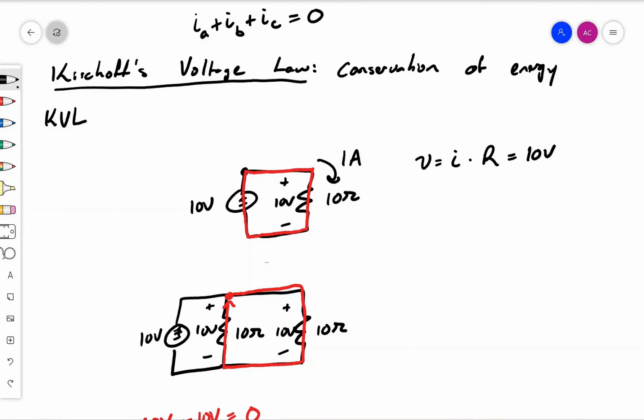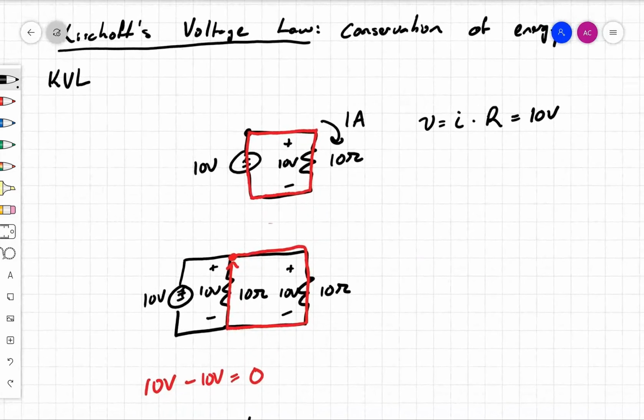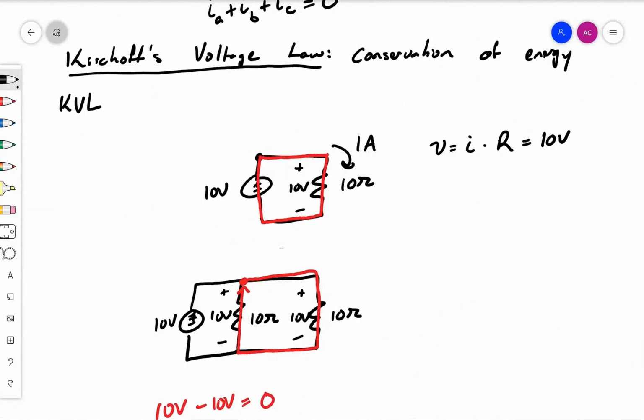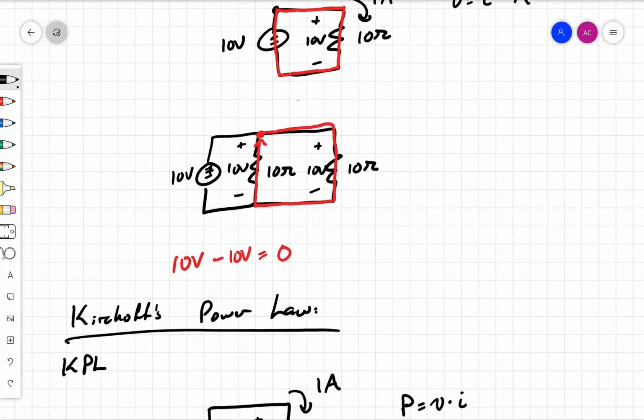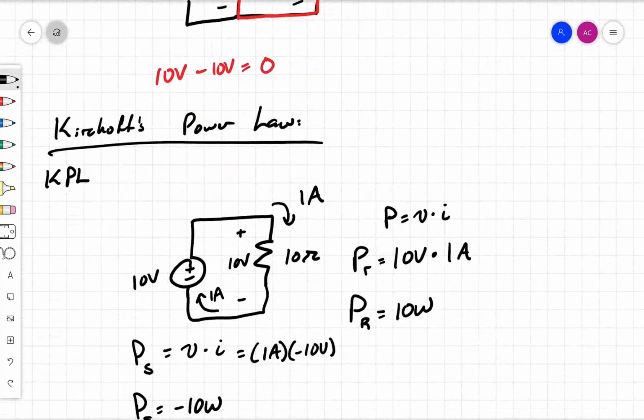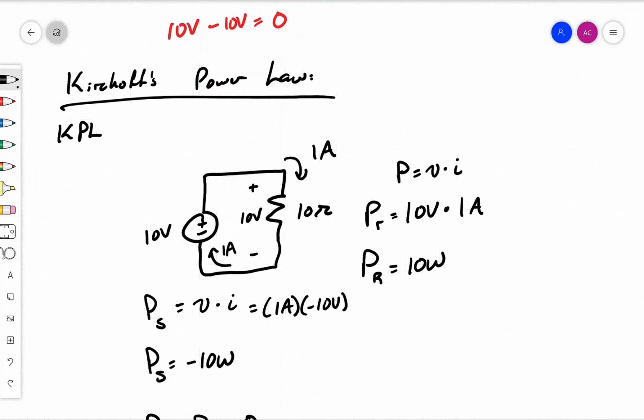So the amount of voltage drop has to be equal to the amount of voltage rise. This is important to note because if this isn't satisfied, then we're just creating energy out of nowhere, and that's something that we can't do. So it's important that we satisfy KVL as well. And lastly, we have Kirchoff's power law, which just says that any power that's being dissipated in this circuit has to come from somewhere, and that power that's being supplied has a negative value, so the sum of all the powers in the circuit has to be equal to 0.